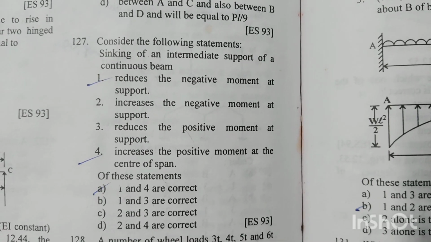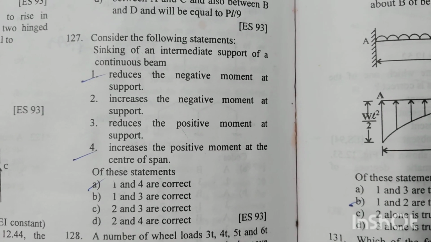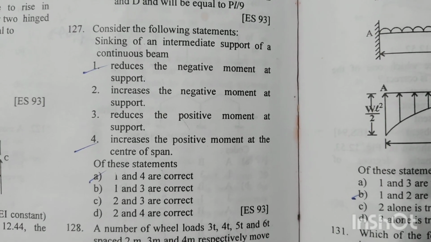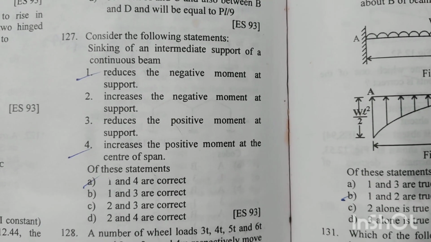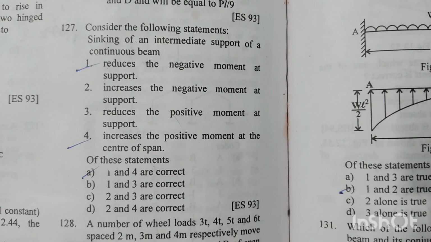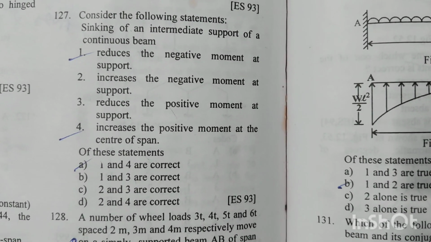Question number 127. Consider the following statements. Sinking of an intermediate support of a continuous beam reduces the negative moment at the support and increases the positive moment at the center of the span. Option A is the right answer. Number 128.